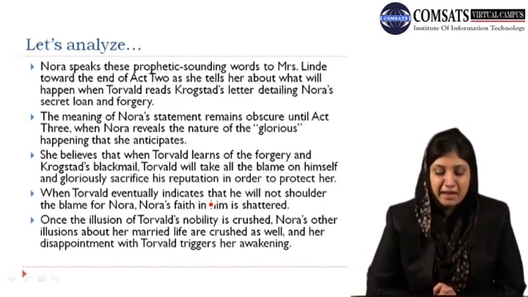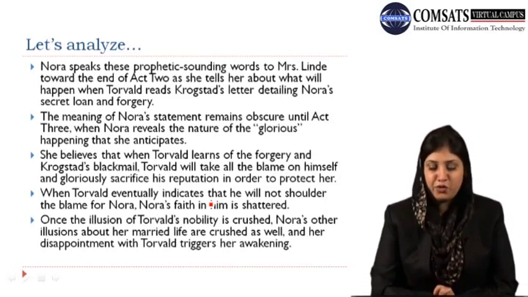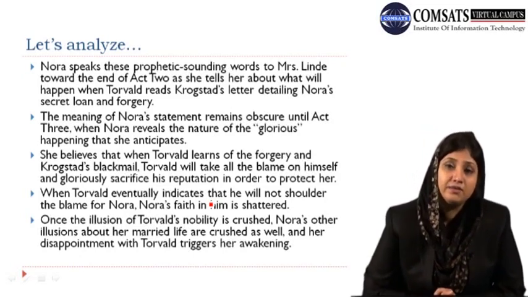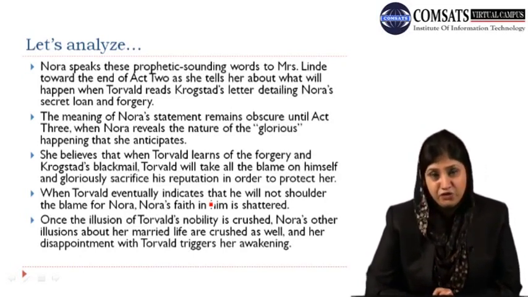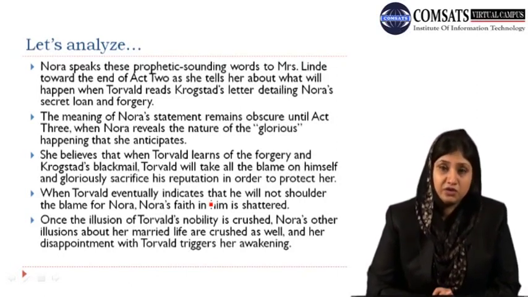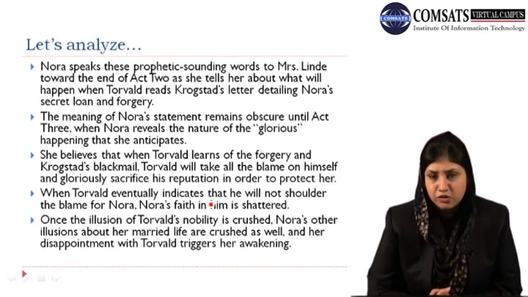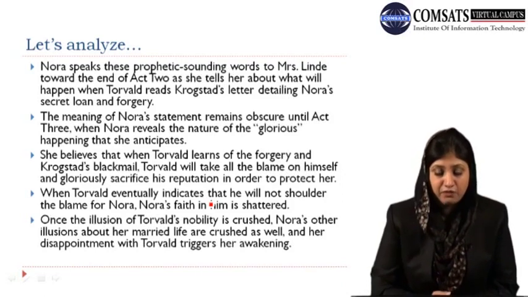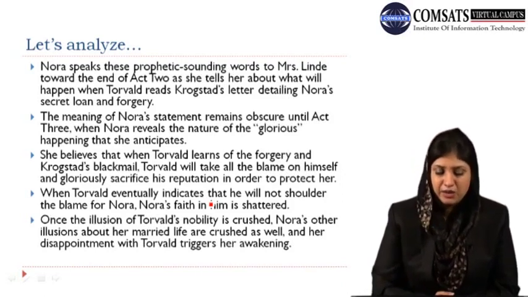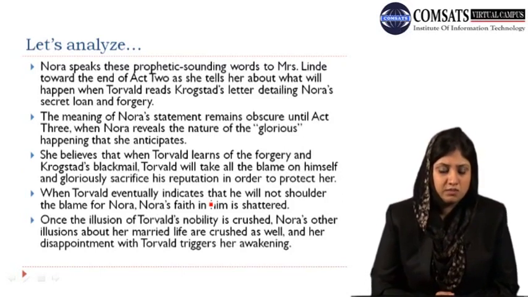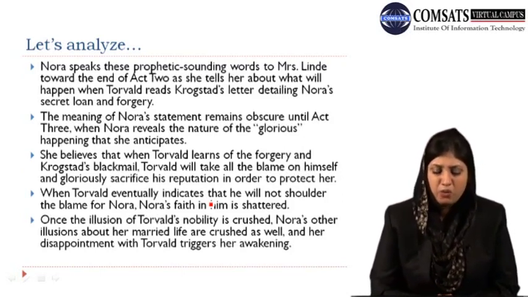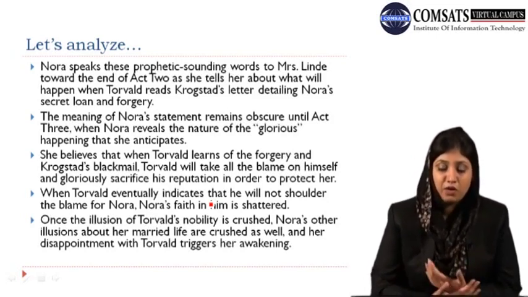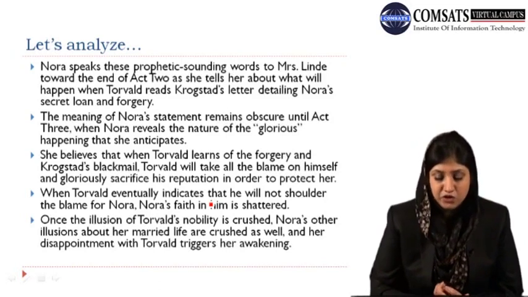When Torvald eventually indicates that he will not shoulder the blame for Nora, Nora's faith in him is shattered. In fact, Nora as a woman is shattered. Nora as a wife is shattered. Nora as an individual is shattered. Once the illusion of Torvald's nobility is crushed, Nora's other illusions about her married life are crushed as well. And her disappointment evolves into disillusionment, with Torvald triggering her awakening regarding this way of life, married life, she had been living.